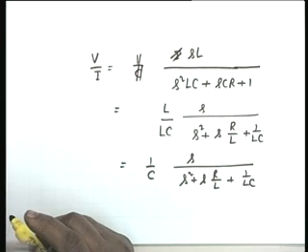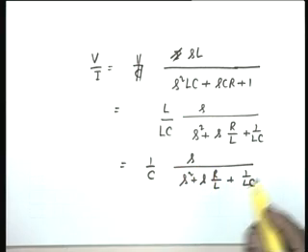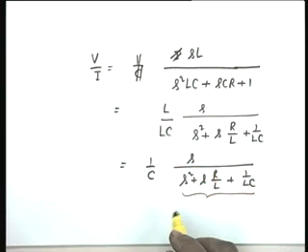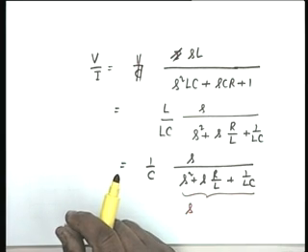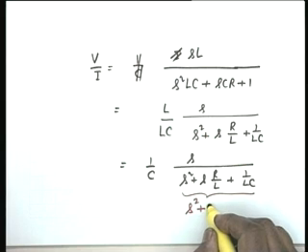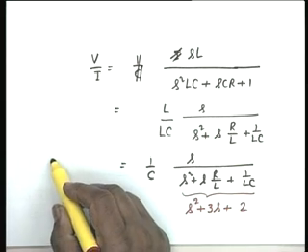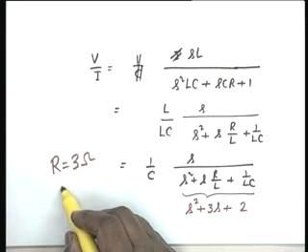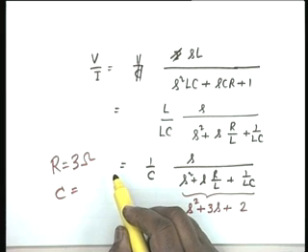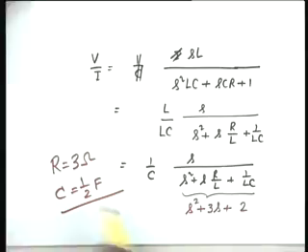It is given that the poles of the network function are at -1 and -2. So, this denominator polynomial must be S plus 1 multiplied by S plus 2. So, it must be S squared plus 3S plus 2, which means that capital R equals 3 ohms and capital C would be how much? Half farad.